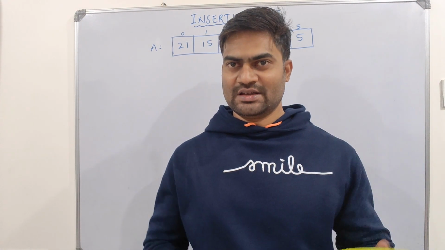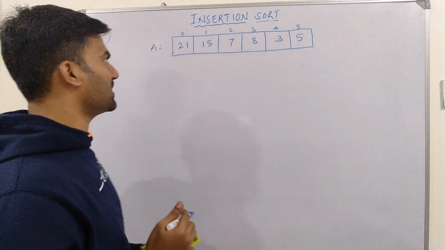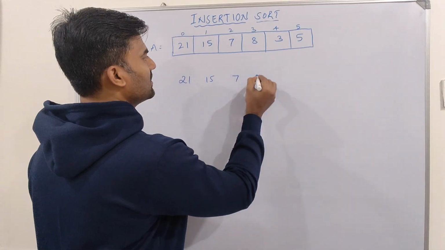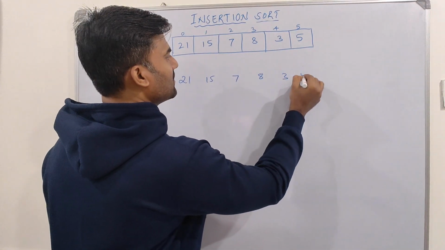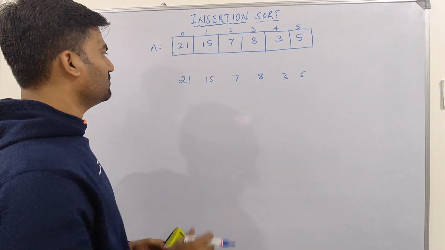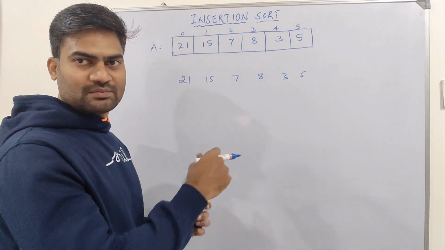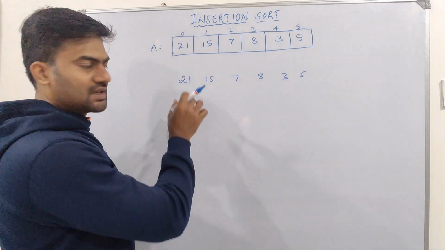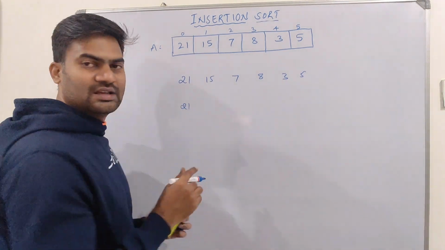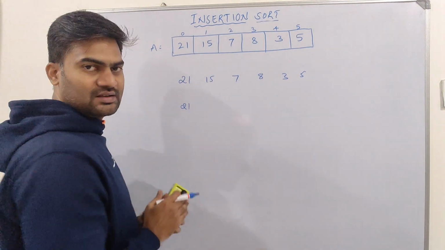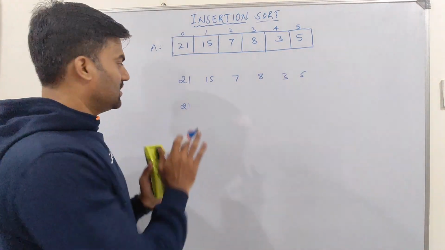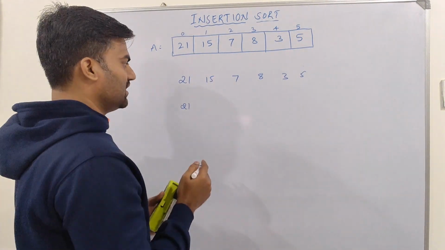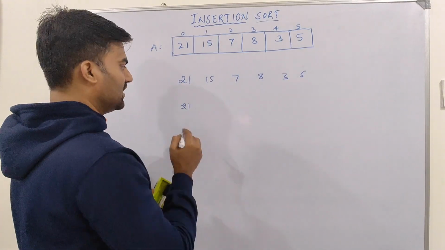So let us look into that using this particular example. We have 21, 15, 7, 8, 3, 5. Let us assume they are the cards which are placed on the table. First I will take this card and hold it in my left hand. There is nothing apart from this card, so let it be. Now let us pick the next card, which is 15.